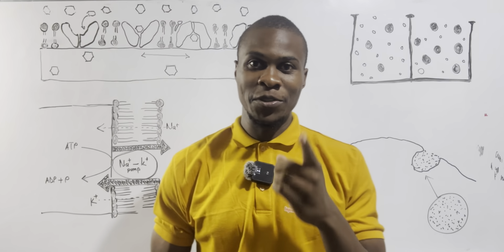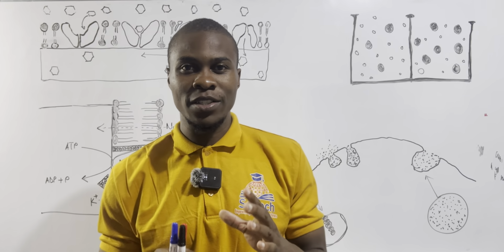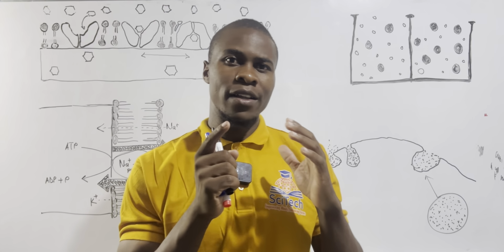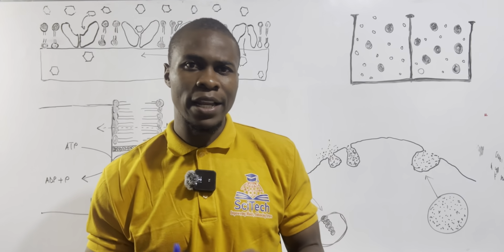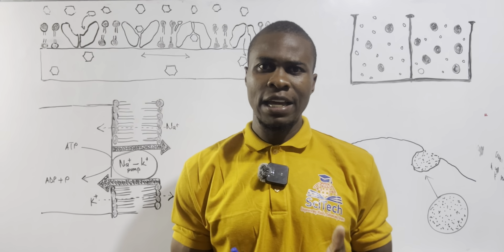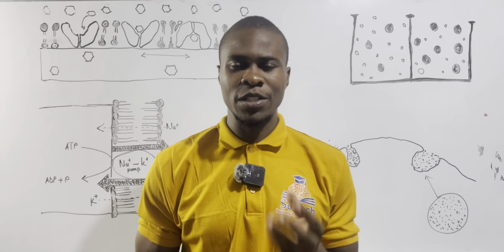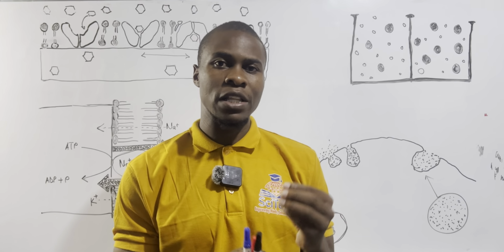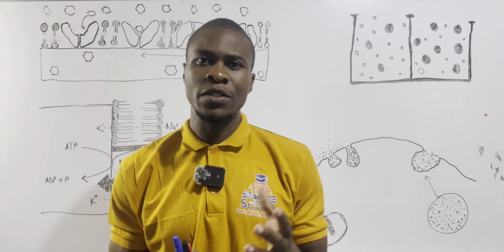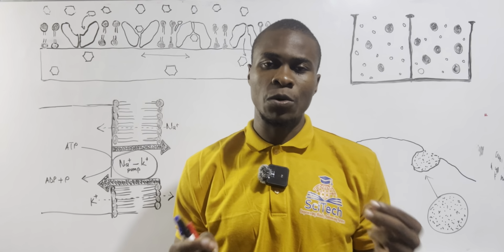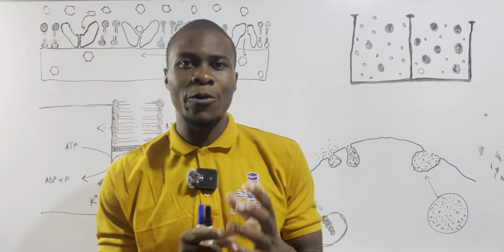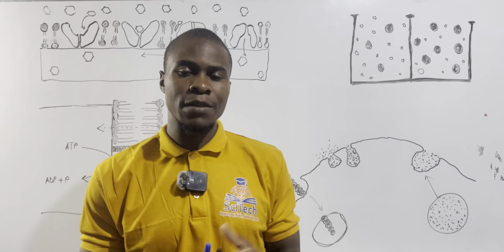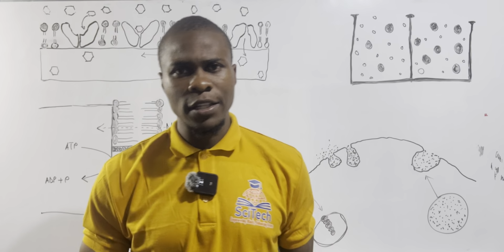Once again, guys, today we're looking at transport across the cell surface membrane. In our previous video, we looked at the structure of the cell membrane, and we mentioned that it has one main specific function: to control the exchange of substances across the cell membrane. Not all substances are going to pass through it. It has to be selective, and other substances might not be allowed to go through.